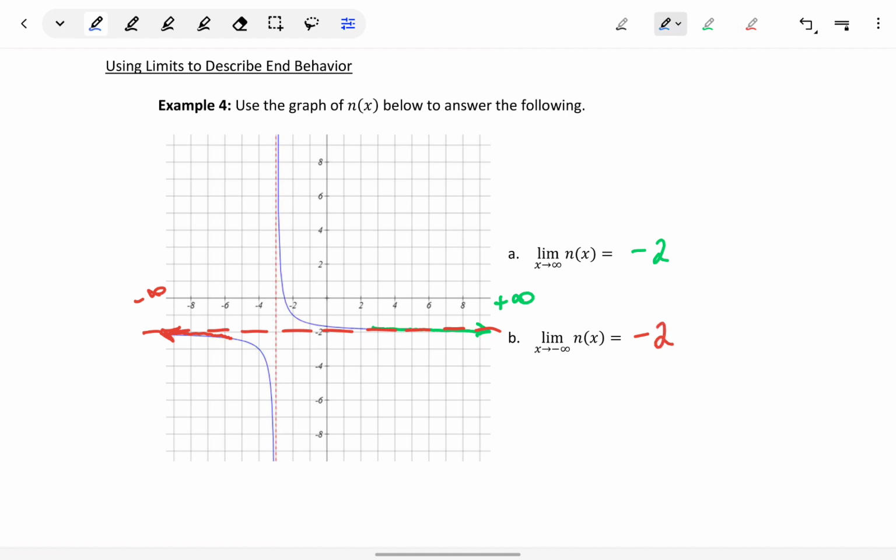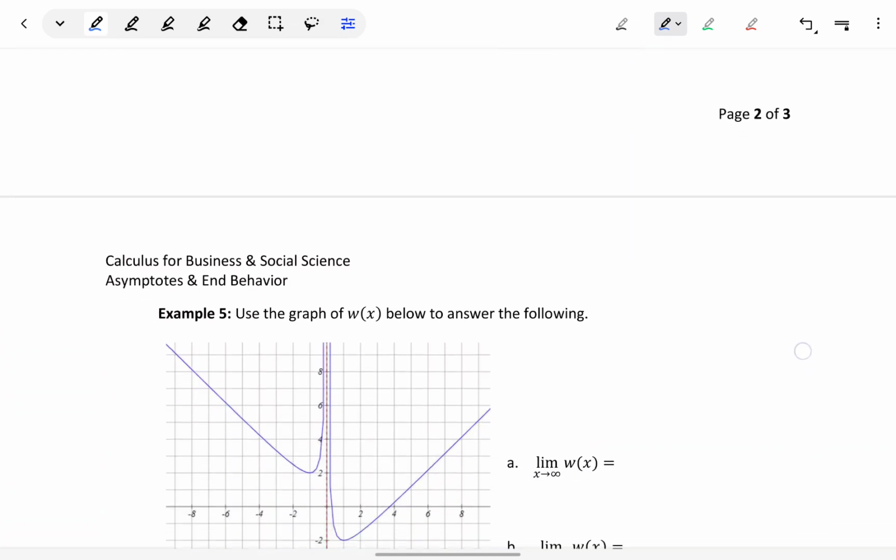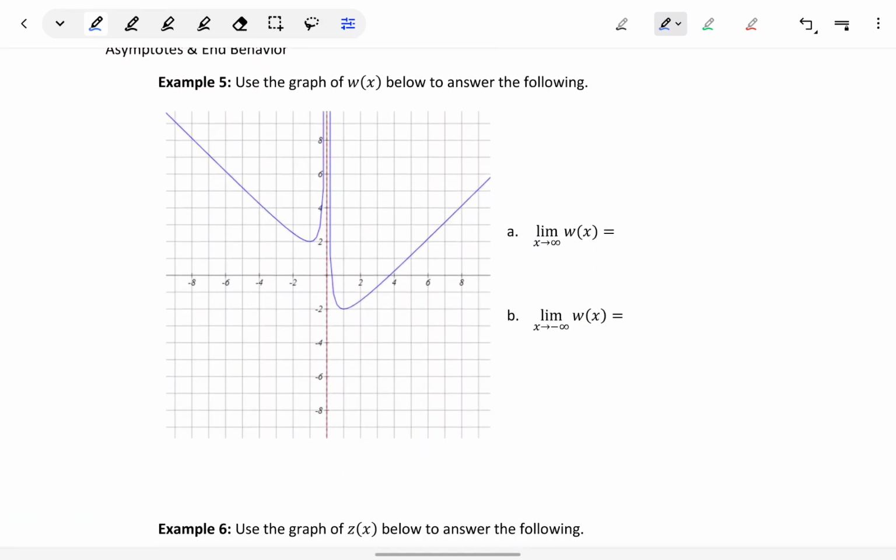And what that goes on to further mean is that our function has a horizontal asymptote of y equals negative 2, because as we consider those extreme values, our function value is getting closer and closer to negative 2. That's going to be different than the behavior that we see in examples 5 and 6.